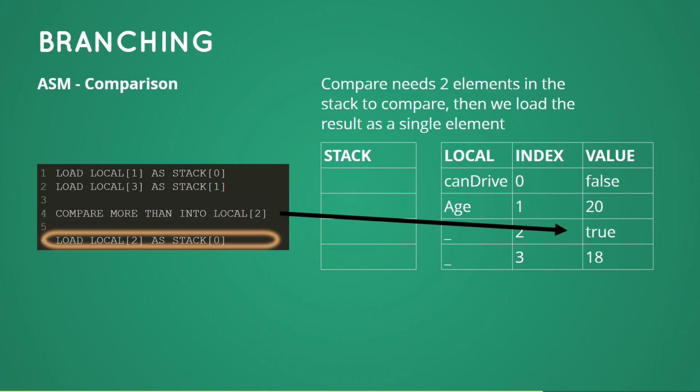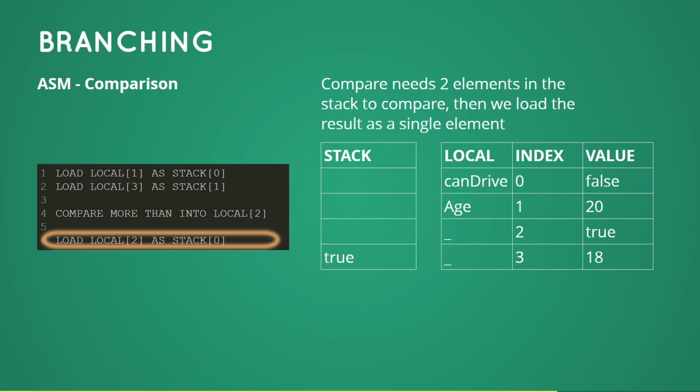Then we tell it to compare it into the local element of 2, which is the third element. Notice the arrow, it popped it into the second, or in this case, third element of the local scope. But then we have to pop that back out because we still need to validate the if statement. So now we have the boolean done for us.